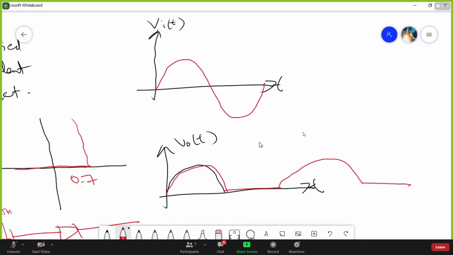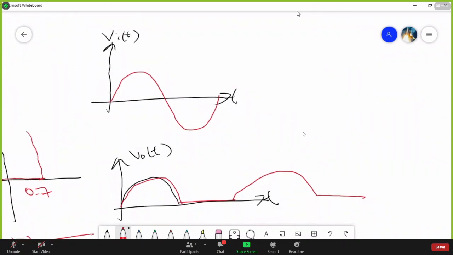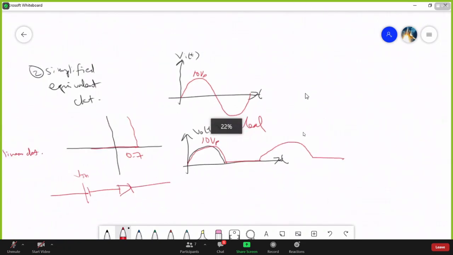Okay. So let's say the peak voltage is 10 volts. The peak voltage at the output will also be roughly around 10 volts. This is for the ideal case. But in terms of the practical simplified equivalent circuit, this is what happens.